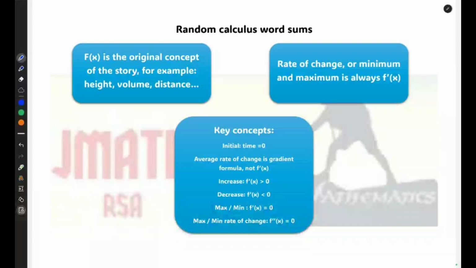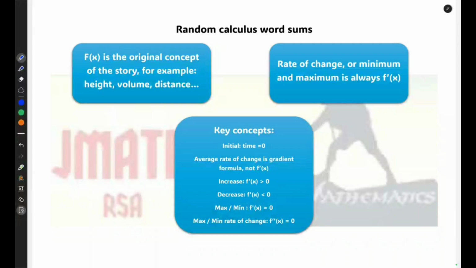The first concept that you really need to know is that they are probably going to give you a formula, and that would be your f(x) formula. In these questions, there are sums about height and volume and distance and everything, but if it's not connected to a shape, then that formula is your f(x). The derivative in this case would be the rate of change, as most sums would call it. If you can see that something is increasing or decreasing and they ask you how much it is increasing at a certain time, then that is always the derivative.